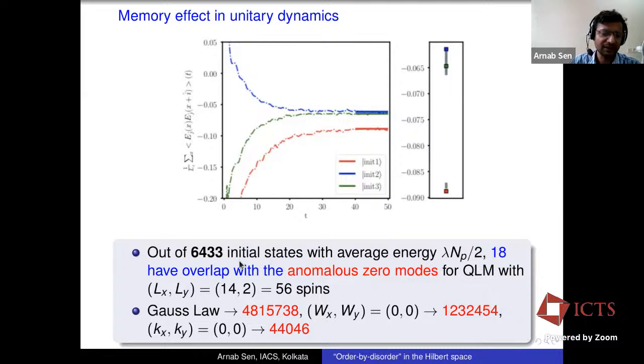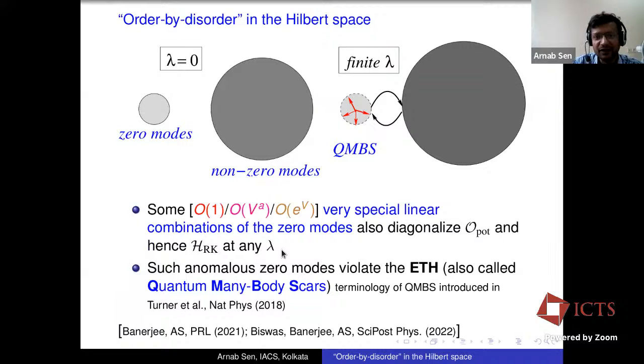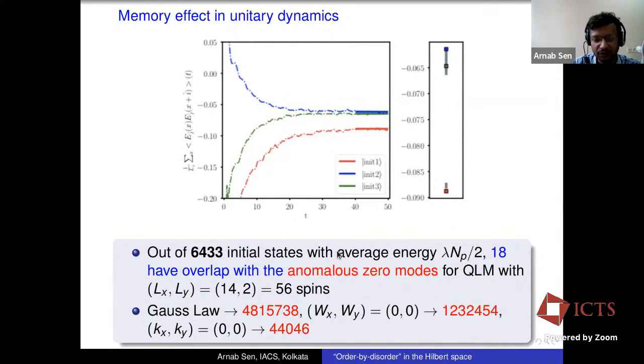So it turns out that there are 6,433 initial states with exactly this energy, if you just do a scan of all your Fock states, okay? 18 of these initial states have a strong overlap with these anomalous zero modes, which I'll of course elaborate on during my talk, whereas the rest of them do not have a strong overlap with these anomalous zero modes.